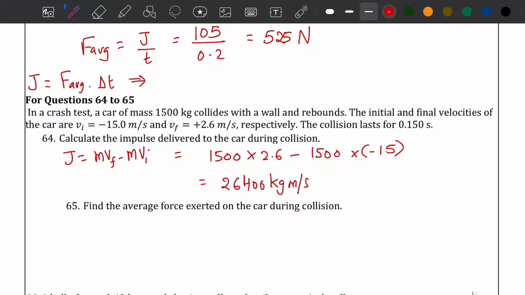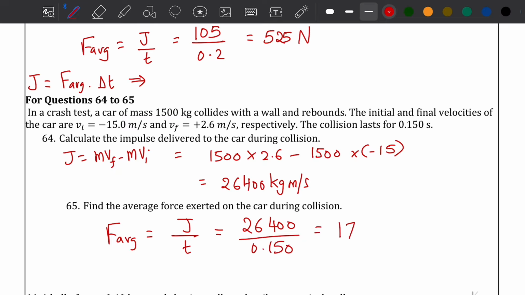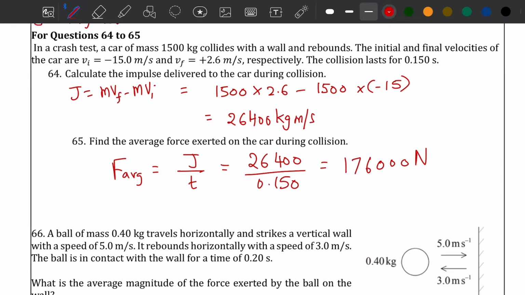That's done. Then you want to find average force, which is impulse over time. So 26,400 over time is 0.150, which will be 176,000, and put the unit Newton. Let me just double check the answer. Yeah, okay, that's correct.